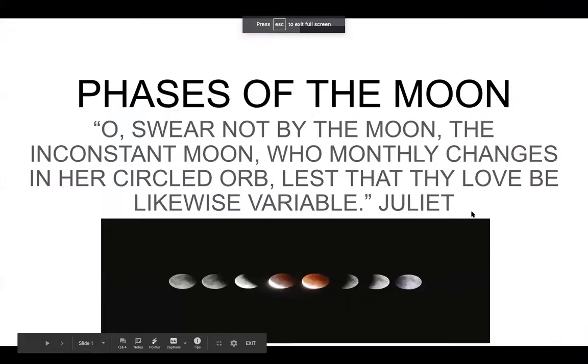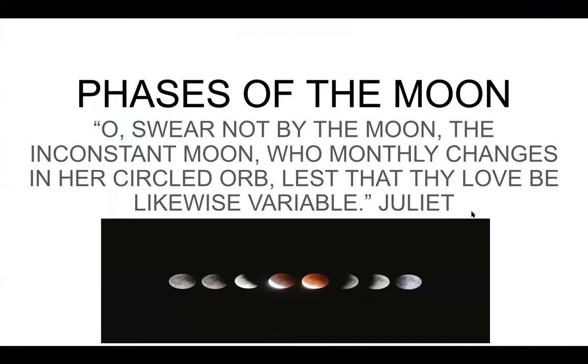Phases of the moon. Now here's a quote from the play Romeo and Juliet by William Shakespeare. "Oh, swear not by the moon, the inconstant moon, who monthly changes in her circled orb, lest that thy love prove likewise variable." So what's Juliet saying to Romeo? She's saying, every time you look in the sky, every night, the moon is different from what you saw the night before. It changes constantly, and I don't want your love to change. So Juliet, she was 13 years old in the play. She recognized the phases of the moon.